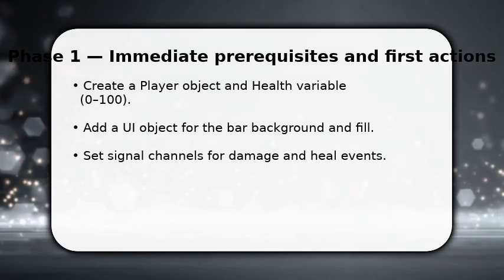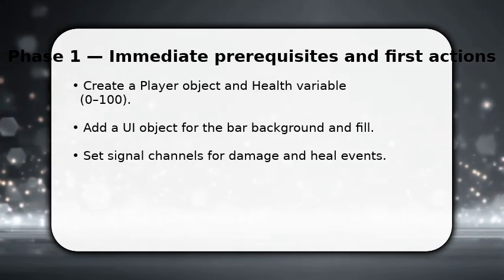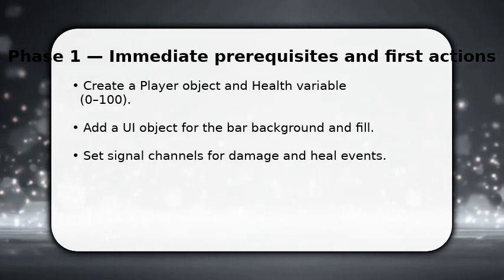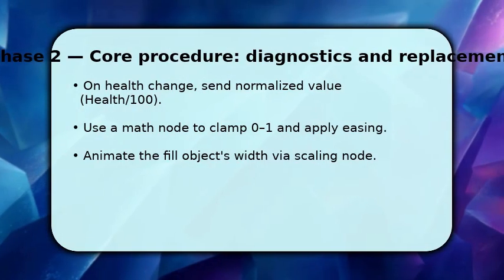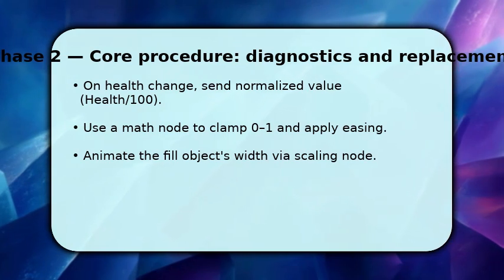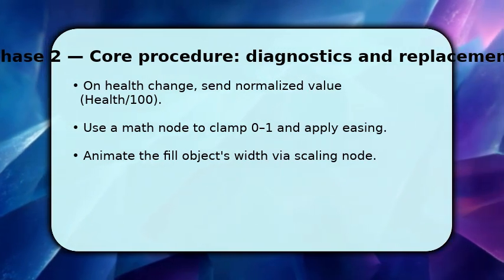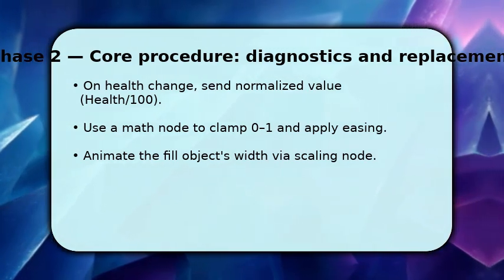Make sure to name channels clearly, damage, heal, and update, because consistent names keep logic simple and prevent missed updates later. Now you link the player variable to the UI. When health changes, send health divided by 100 to normalize it between 0 and 1.